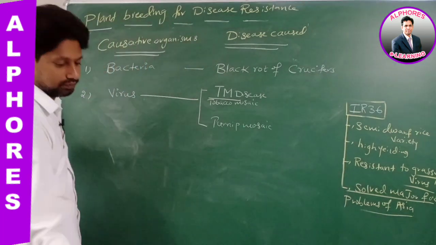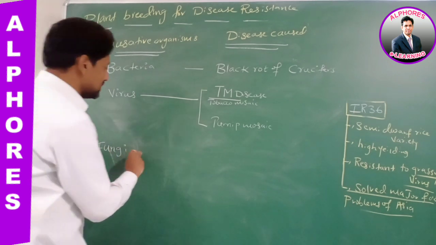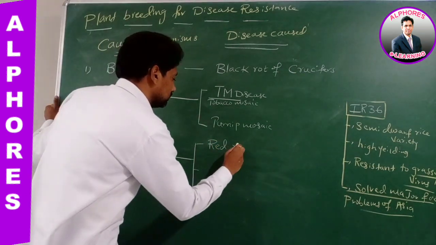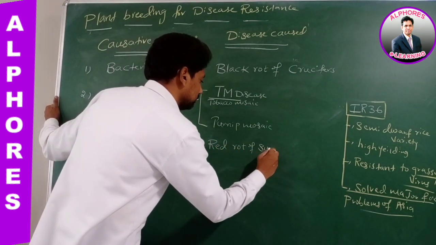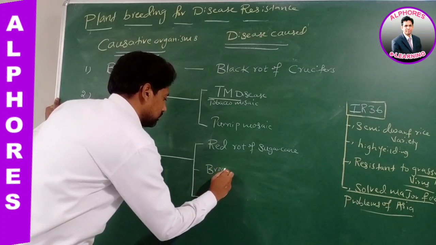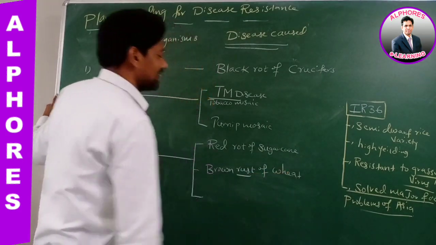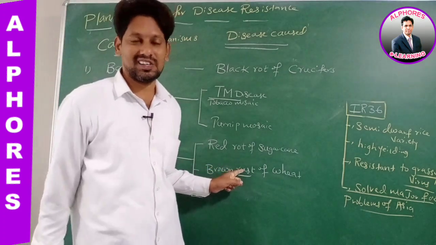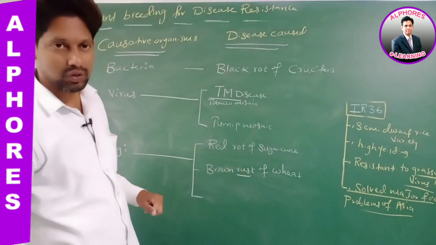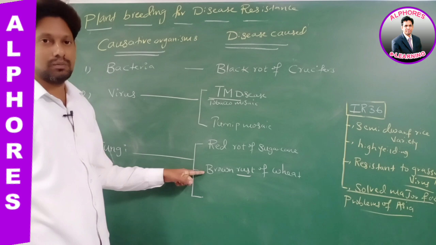Fungi. We are discussing some diseases which are caused by fungi. Number one, red rot of sugarcane. Brown rust of wheat. Generally, which pathogen causes rust diseases? Rust diseases are caused by fungi. Yes or no? Therefore, the first is red rot of sugarcane, and the second is brown rust of wheat.